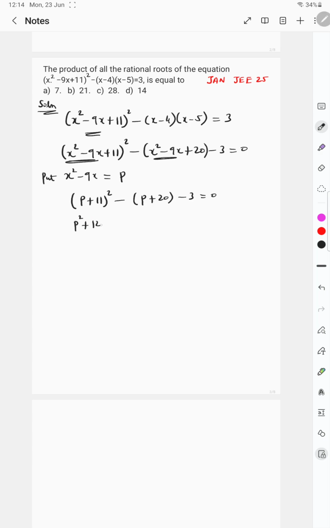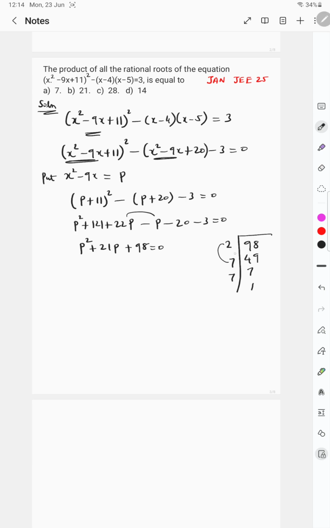So p² + 121 + 22p − p − 20 − 3 is 0. So p² + 21p and 121 − 23 is 98. Now I'll find factors for 98 so that I get the product. So 2 7s are 14, 7 7s are 49. Okay, so the factors can be 14 and 7 so that I get 21.